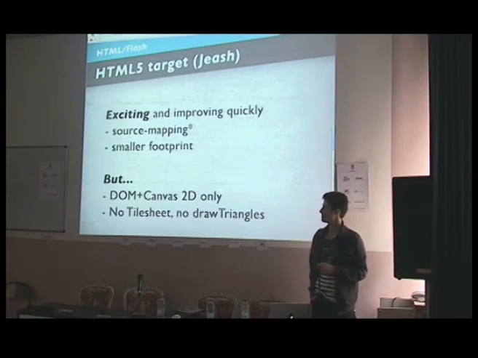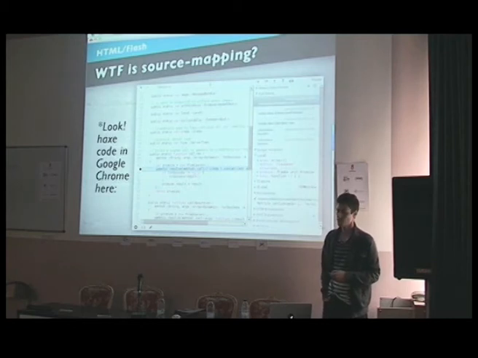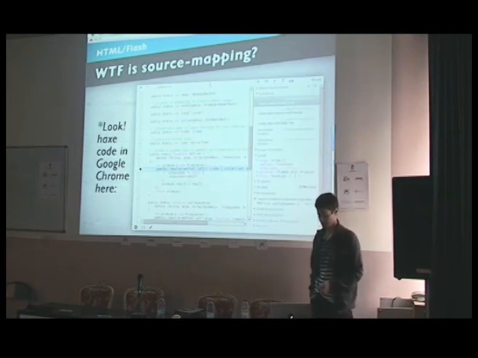But with modern web browsers where canvas is highly accelerated, it might make sense to now have something fully based on canvas. Also, no tile sheet, no draw triangles. That's a small limitation. Again, tile sheet doesn't quite fit with the HTML5 model. Source mapping, if you didn't see what it is, it's freaking mind-blowing. Look, it's Haxe code in the Google Chrome Debugger. Wow, that's crazy. It really works.